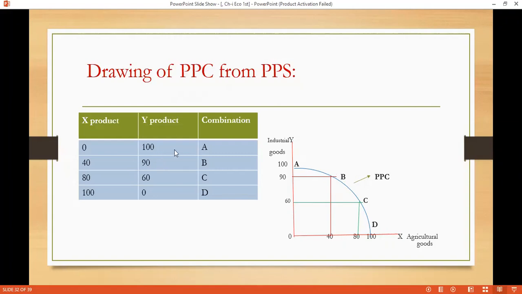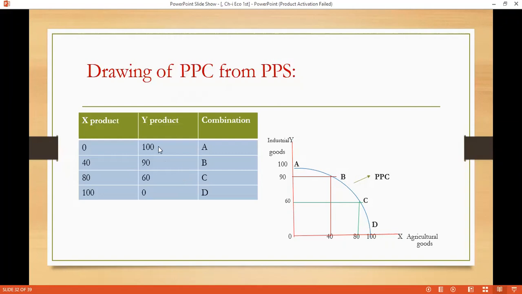Here we can see that when all resources are devoted to produce Y product, then 100 Y product can be produced, and in that case X product is 0. This is one extreme case. Another extreme case is here in the last row. You see, when all resources are devoted to producing X product, then the quantity is 100 and Y product is 0. And this is the A and D combination. And let us see the B and C combinations.